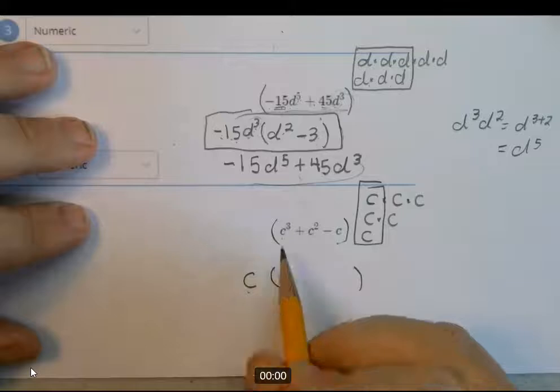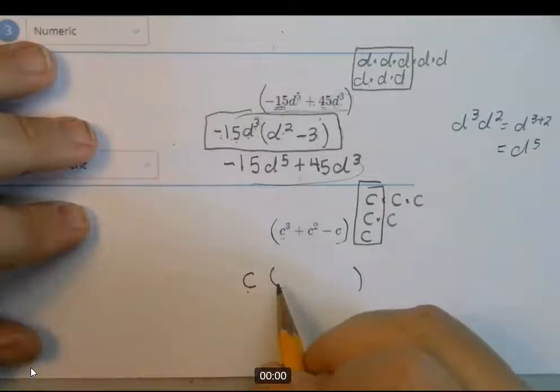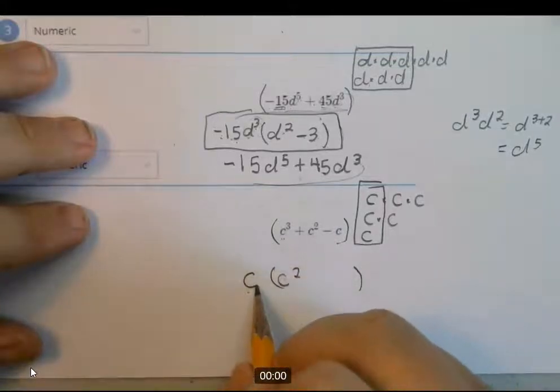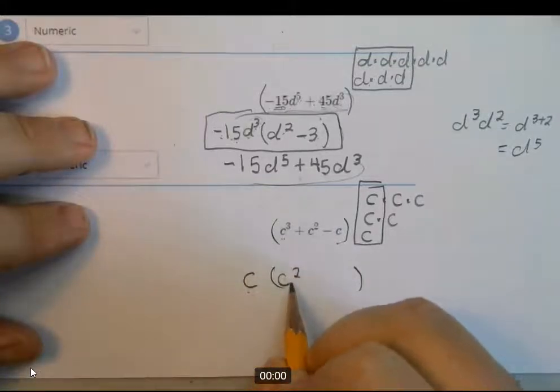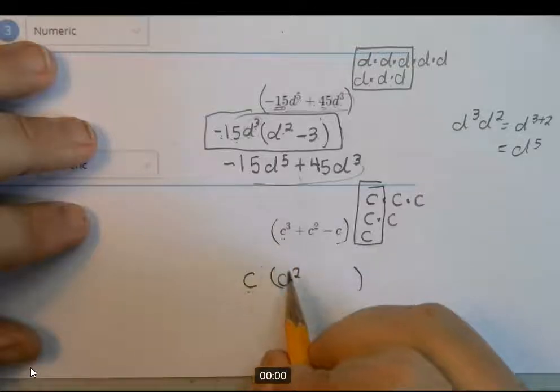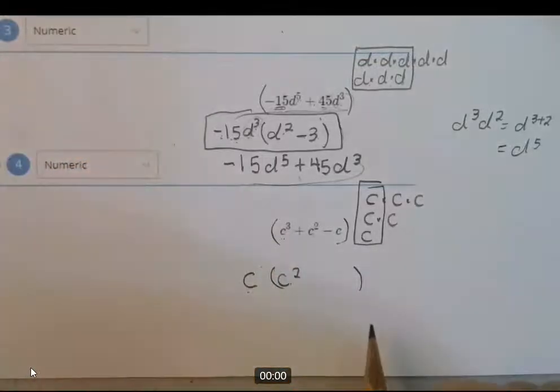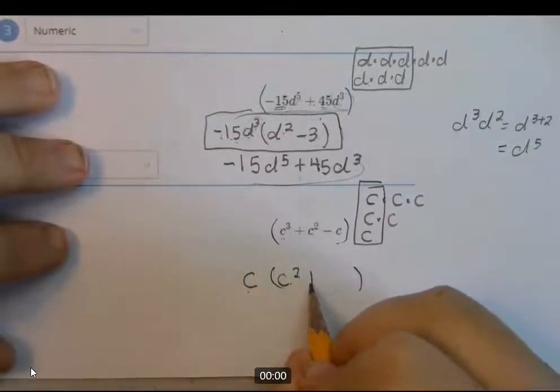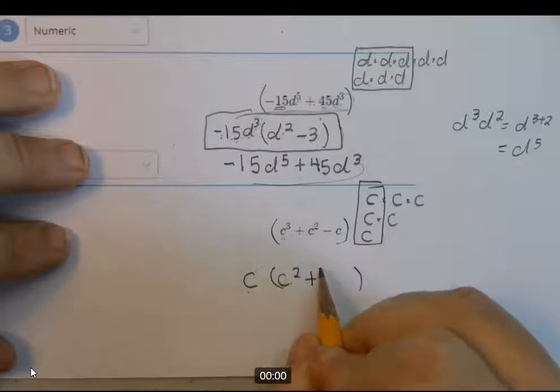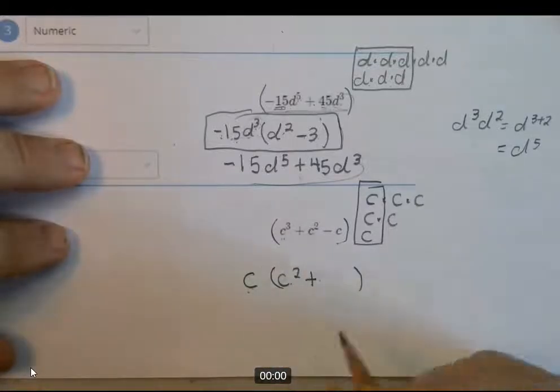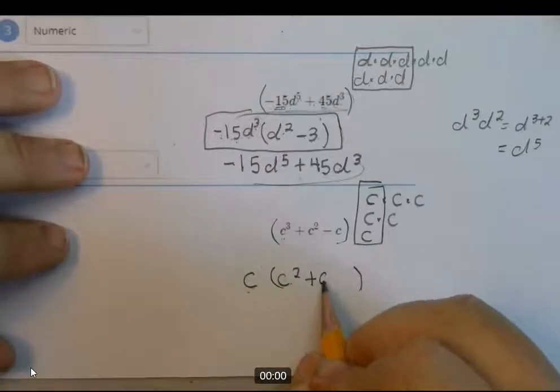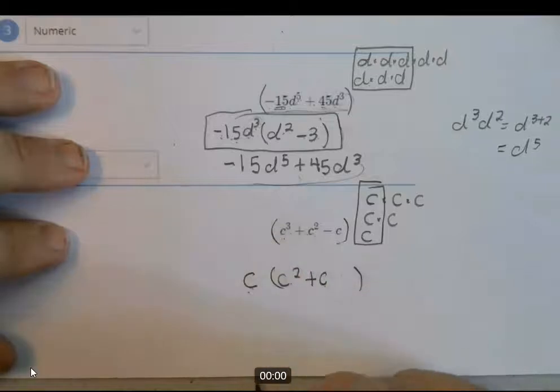So c times what equals c to the third? That would be c squared. In other words, c to the first times c to the second equals c to the third. You add the 1 plus the 2, and that gives you 3. Okay? C times what gives you c squared? Well, that would be c times c. C times c is c squared.